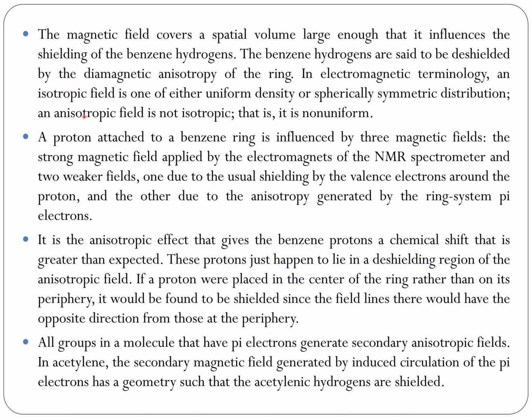In electromagnetic terminology, an isotropic field is one of either uniform density or spherically symmetric distribution. In an anisotropic field, it is not isotropic, that is, non-uniform. Actually, what does isotropic mean? Isotropic means uniform, and anisotropic means the opposite of uniform. Because of this electron density, the delocalization, it is not isotropic. It is like hydrous and anhydrous: hydrous means water containing, and anhydrous means dry, not water containing. This is the same case.